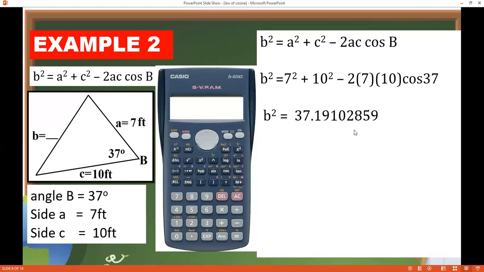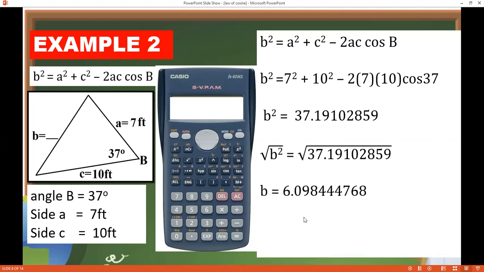Kapag hindi nyo nakuha yan, ibig sabihin meron kayo na-miss na process. Ulitin nyo lang. Now, pagkatapos nyo makuha to, press nyo lang yung radical. Ito radical, answer, plus equals. Ang lalabas sa sagot dyan is 6.09844760. Then, just get the two decimal places. The answer is 6.10. So that is the law of cosine. So that's how we solve law of cosine.